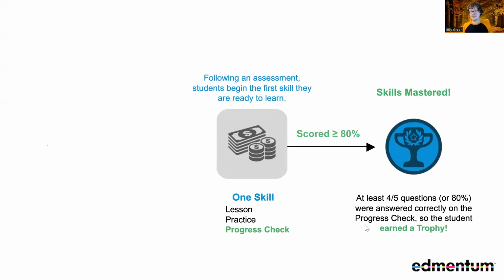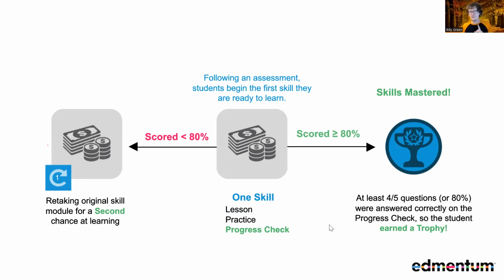The easiest thing to understand is they get a 4 out of 5 or a 5 out of 5. They master it. They get the little green trophy in that knowledge map. They get the trophies on their page. All is well with the world. That doesn't always happen. They will fail it because they either speed through it or they genuinely don't know the topic. If that's the case, they get a second chance at learning with the same skill.